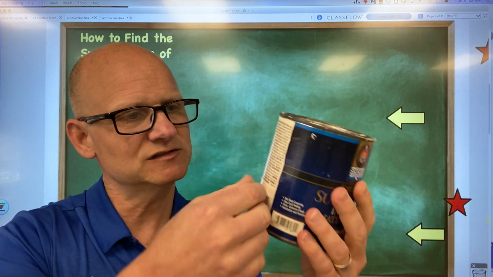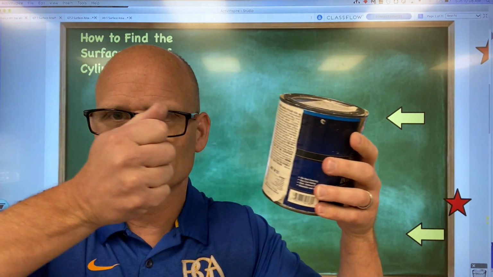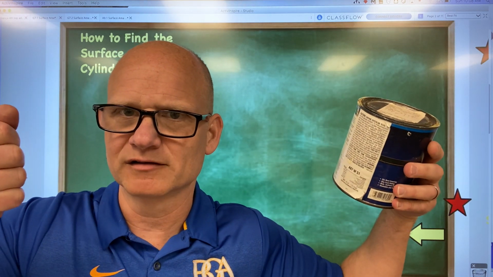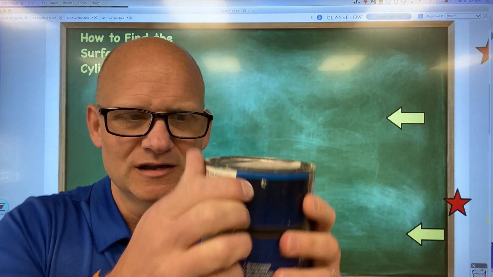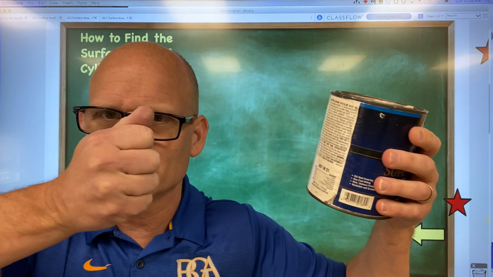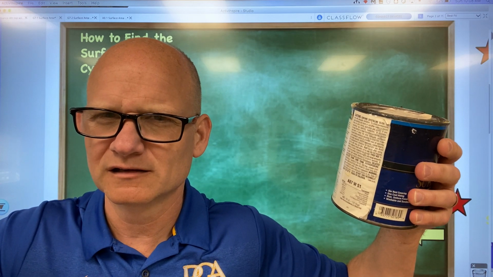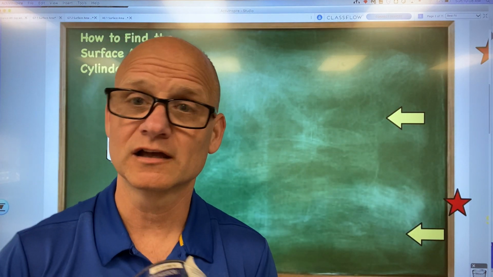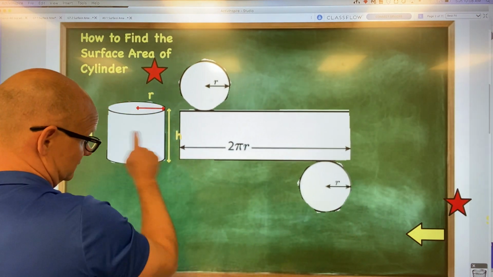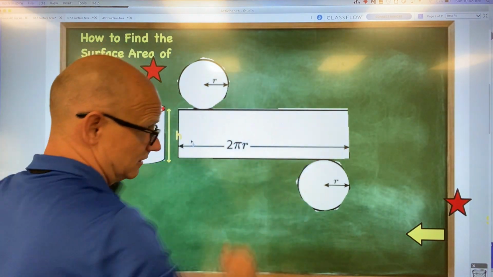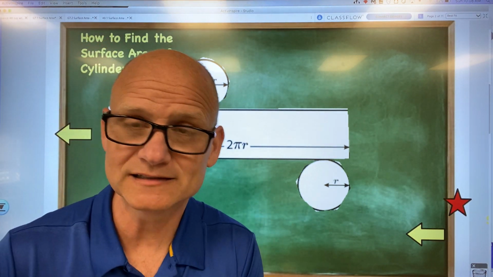But imagine this, see this piece of paper? There's paper on here. What if I just loosened it and peeled it off? What would I have? I wish I could, but it's still glued. But if I just peeled it off, it would look like what? It would look like a rectangle. You would have a rectangle. Do you see that? If I peeled it off? And you know how to find the area of a rectangle. Length times width, right? Length times width.